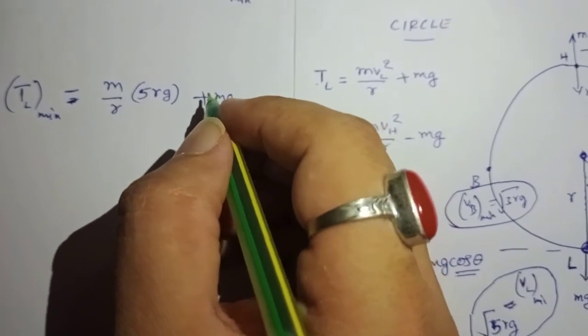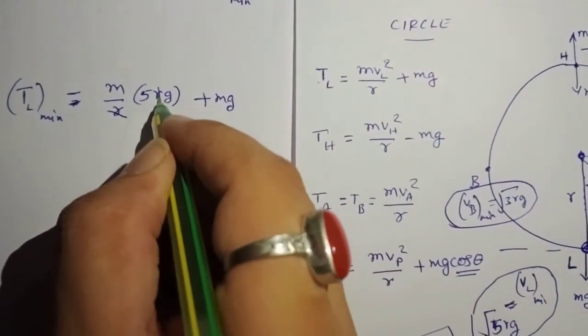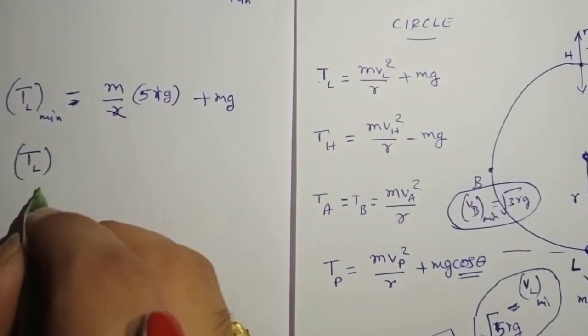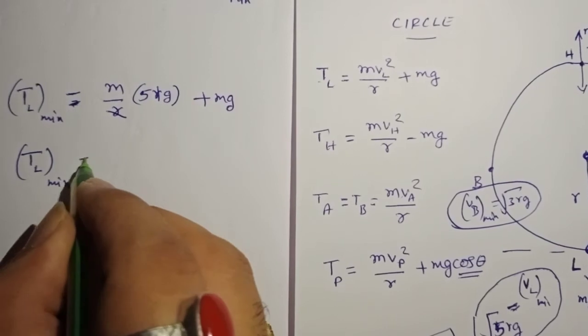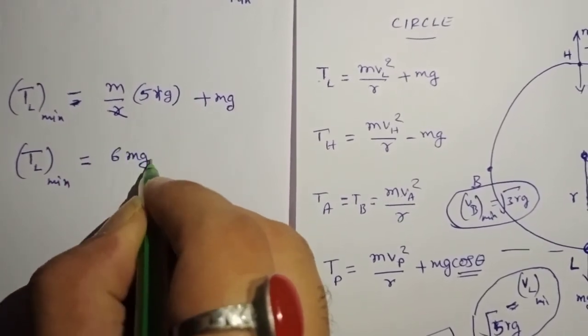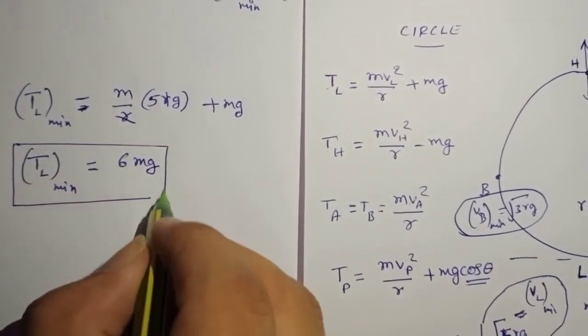So what happens? R and R get cancelled. 5mg plus mg will be 6mg. The minimum tension that should be there in the string at the lowest point in order to complete a vertical circle is 6mg. So TL minimum is 6mg.